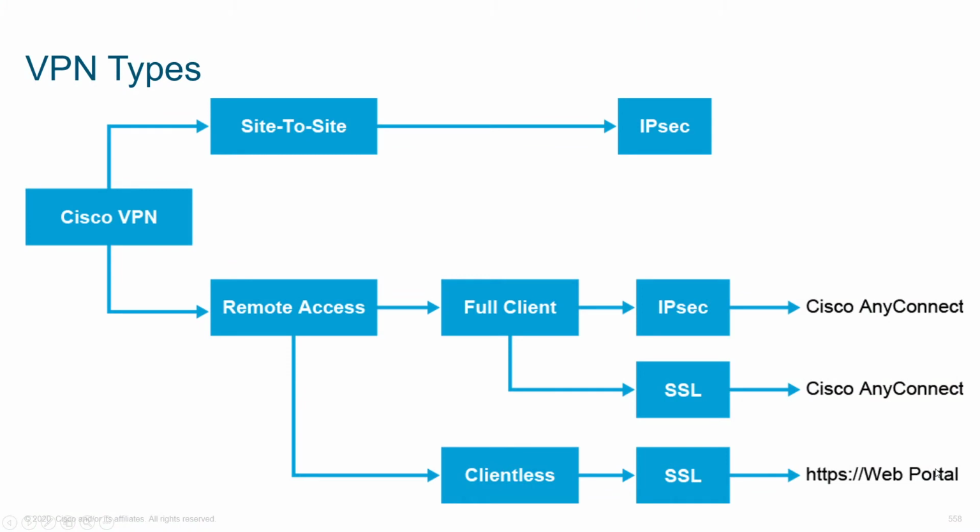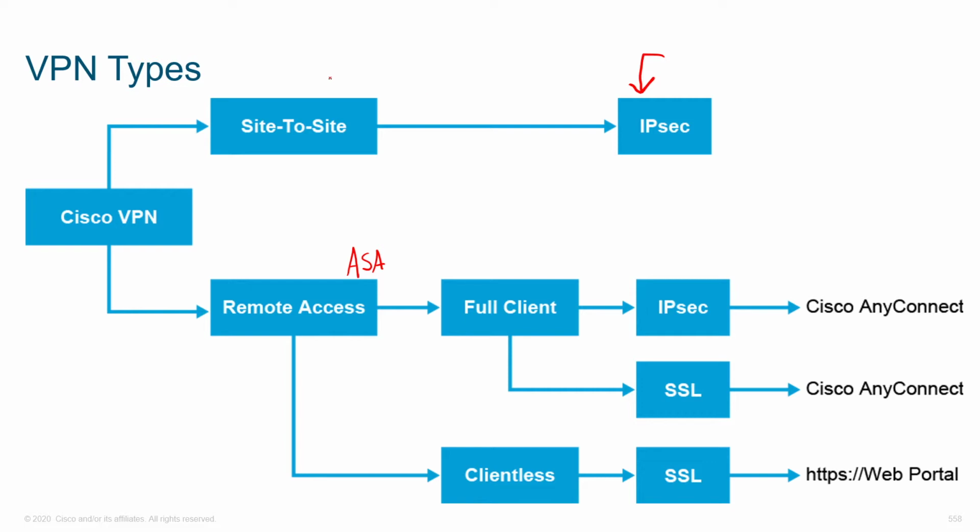So let's take a little bit of a deeper look at the different types of VPN available. For site-to-site connectivity, IPsec is still the king. And for site-to-site connectivity, I would say that the router is still the king. When we take a look at remote access, this is where the ASA really gets a chance to shine.